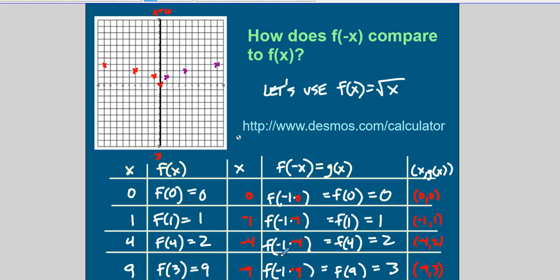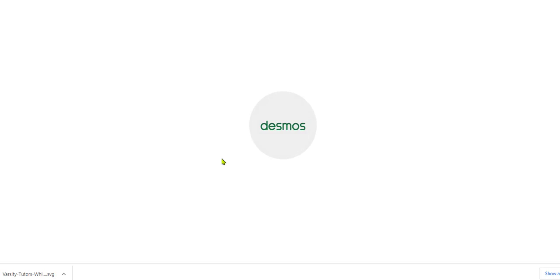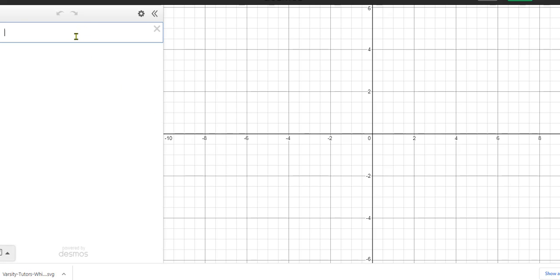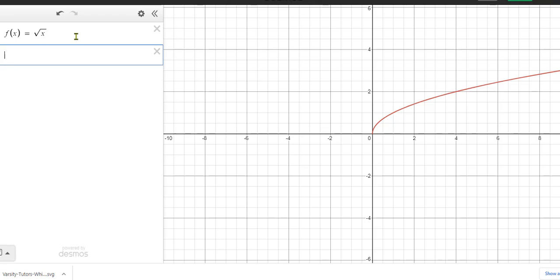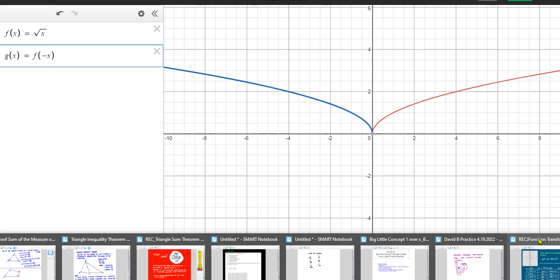Alright, so on Desmos, let's go to that again. Demonstrate that. So if I have f of x equals the square root function of x, then I go g of x equals f of negative x. You see that we get the mirror image. The blue graph is the mirror image of the red graph and vice versa. All right.